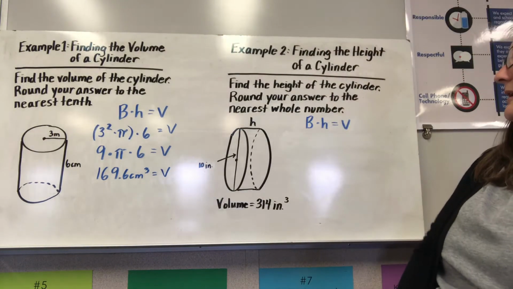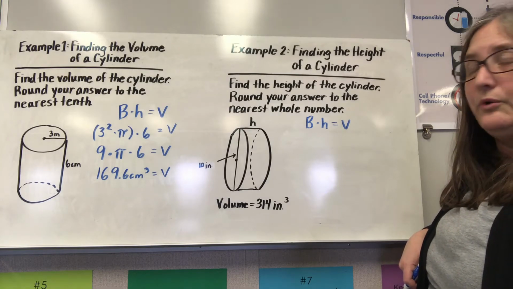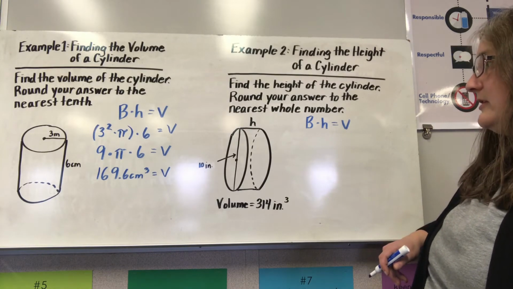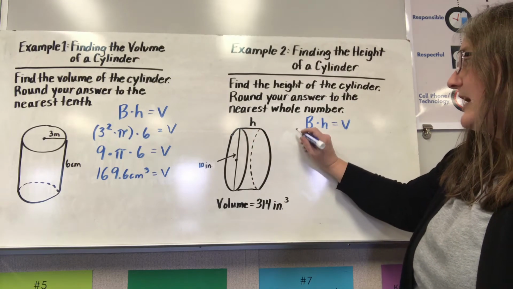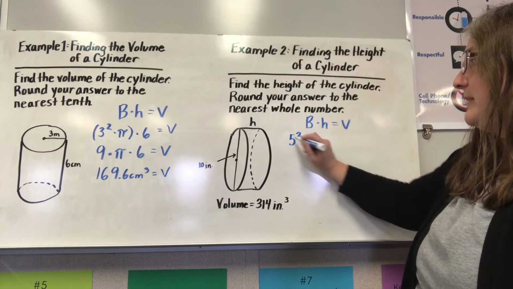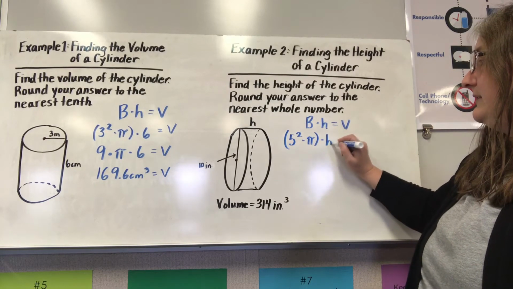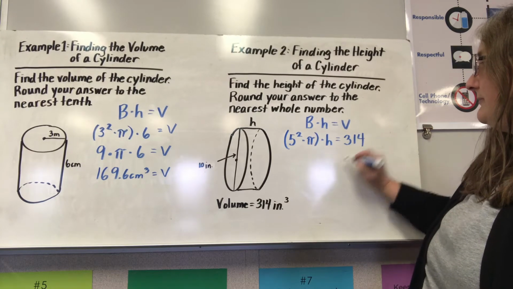Let's take a look at this example. This time we're trying to find the height of the cylinder and round our answer to the nearest whole number. So I can find the area of the base. I have a diameter of 10 inches, so my radius is 5. So I'm going to do 5 squared times pi to find the area of my base, times the height, and the volume is given to me, 314 cubic inches.